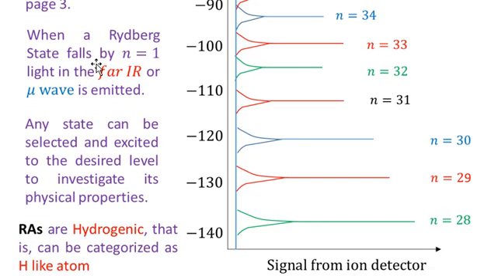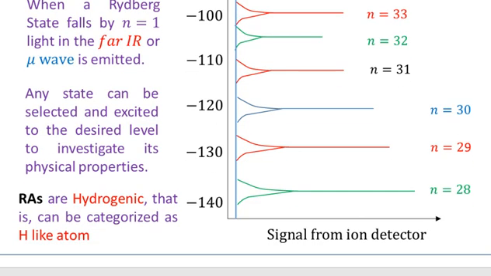When a Rydberg state falls by n equal to 1, that is, there is a decay of a higher state to the immediately lower state where the quantum number varies by 1, light in the far infrared or microwave is emitted. Any state can be selected and excited to the desired level to investigate its physical properties. So you see that now it is physically possible to excite any particular quantum state, and we can also study their physical properties.